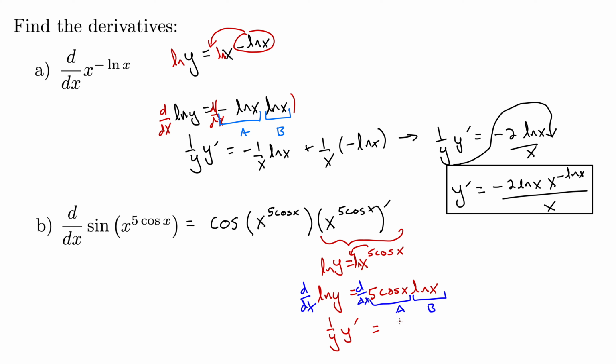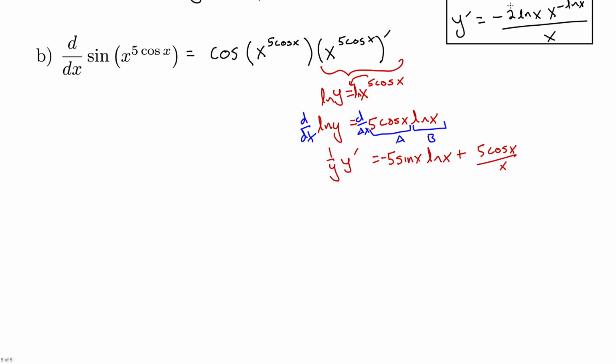Then, of course, the product rule tells us that that derivative is a prime b plus b prime a. So we have a prime b, that's 5 times the derivative, so make that negative 5 sine x, since the derivative of cos is negative sine, times b, natural log x, plus b prime, 1 over x, times a. So a is 5 cos x, so b prime a is 5 cos x over x. And finally, multiplying up by our original y, which was x to the 5 cos x. I'm also going to factor out a 5 out of this to clear out some room. We're going to need it.